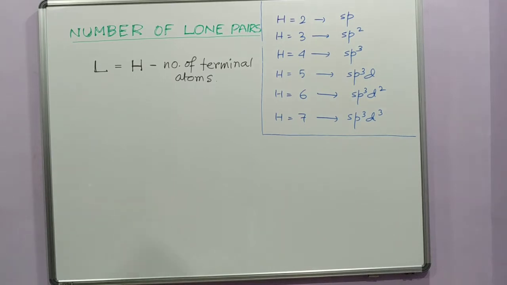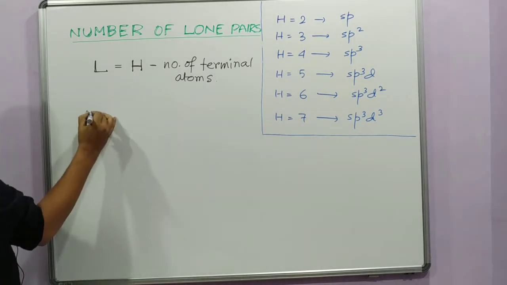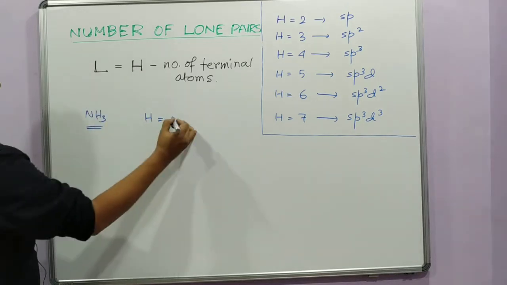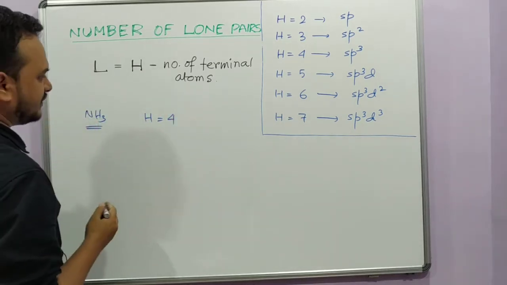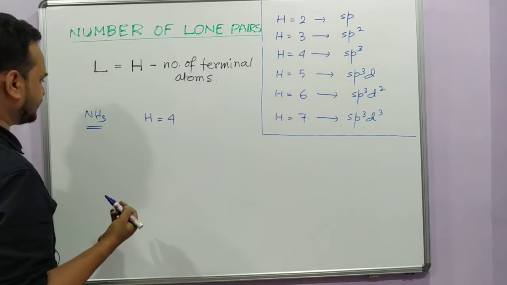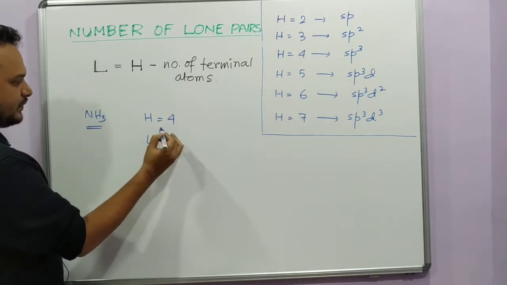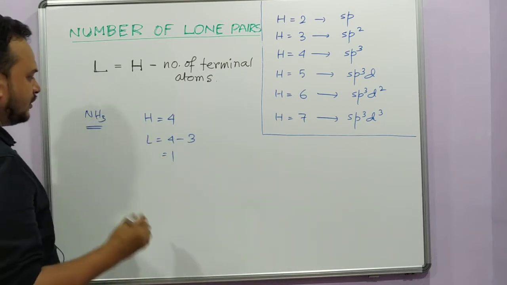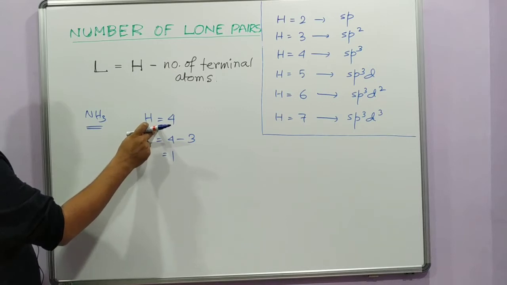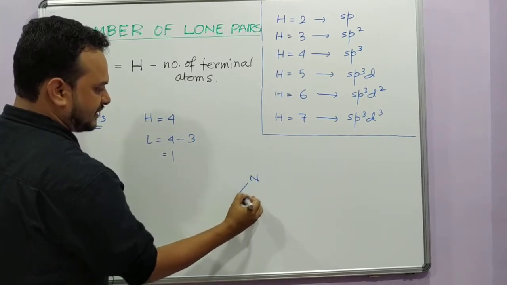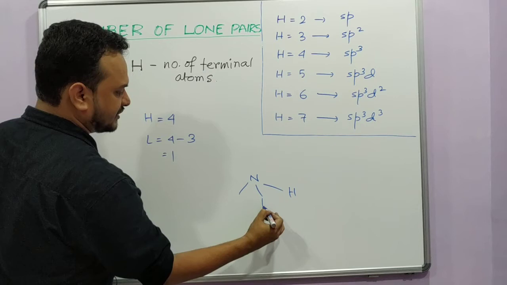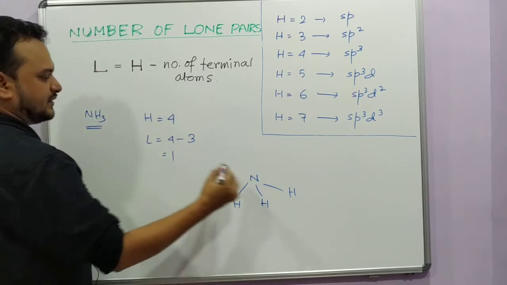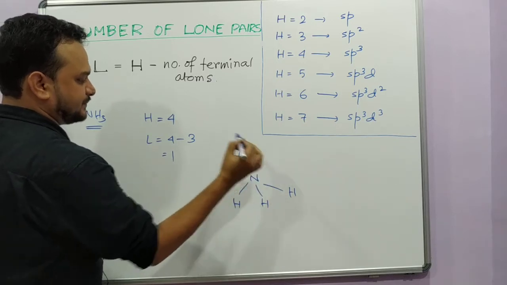Now take the molecule ammonia, NH3. So if you calculate the H value, then it comes 4. For nitrogen here you can just apply the previous formula, check by yourself, and then the number of L will be 4 minus, there are 3 terminal atoms, so it is again 1. So since it is 4, that means sp3 hybridized, 3 of the hydrogens are at the 3 vertices of the tetrahedron, and the 4th position will be occupied by this one lone pair, so it will look like this.